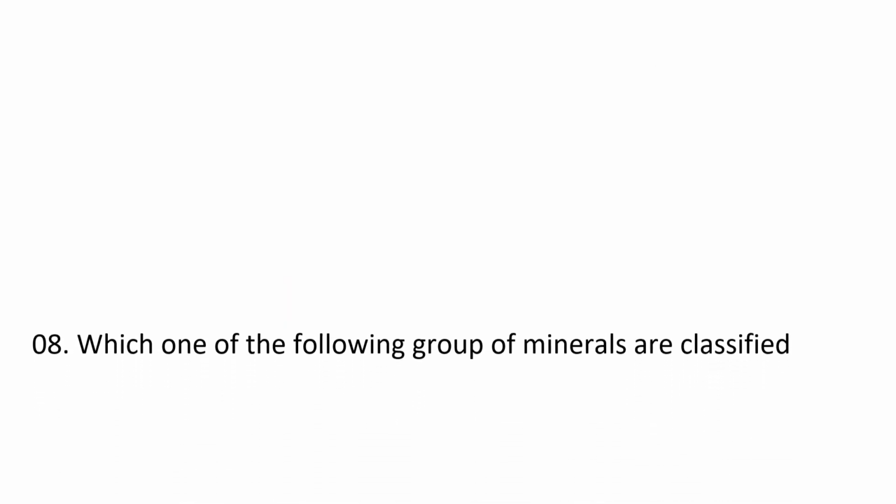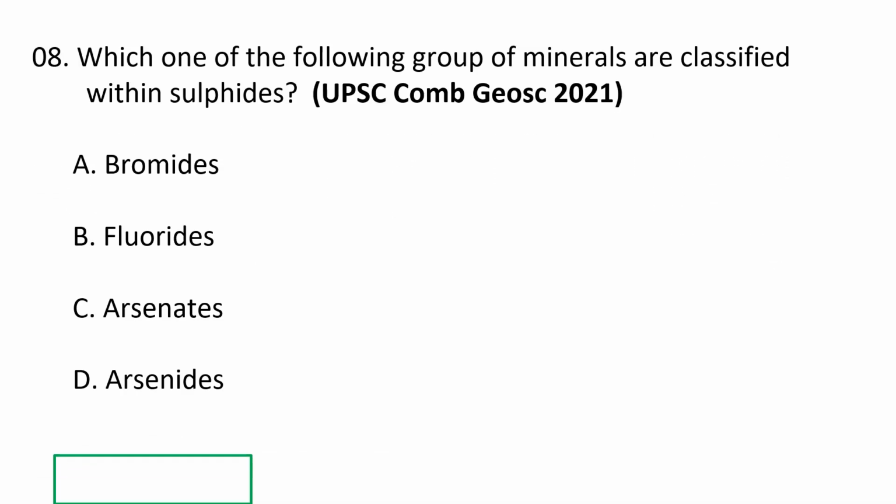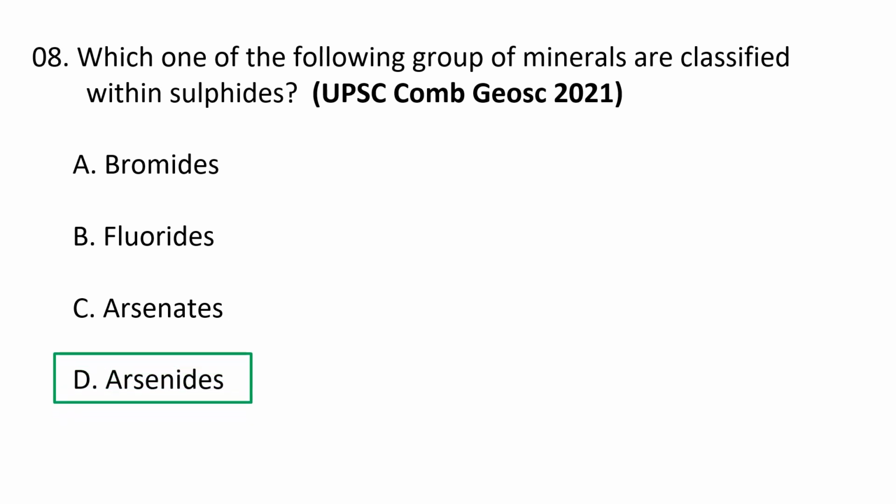Next question. Which one of the following group of minerals are classified with sulfides? A. bromides, B. fluorides, C. arsenides, and D. arsenides. So arsenides are the halides. So D is the correct option.